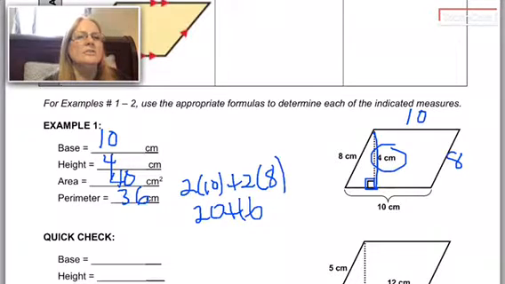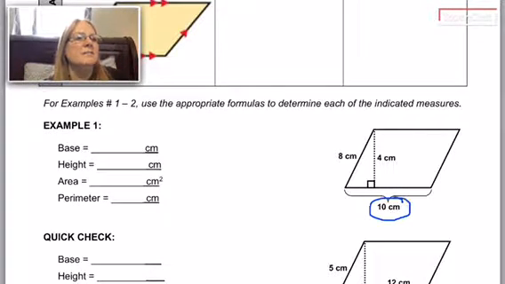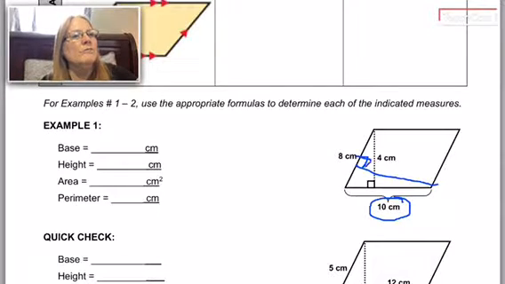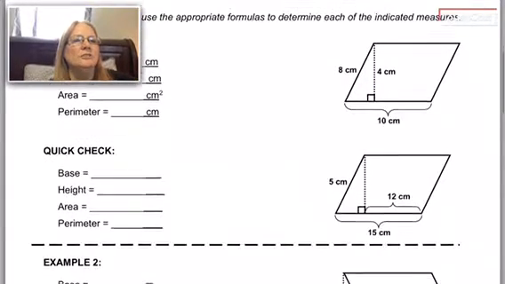Let me try and show you in this picture. One thing that can get a little tricky is that a lot of times people think of this as the base, and then they see that 4, and that can be the base, but this other side could also be the base. Either side can be the base, but then the height has to be drawn perpendicular to that base. We'll see that in another example. Let's look now at the quick check. Please pause and try the quick check yourself.